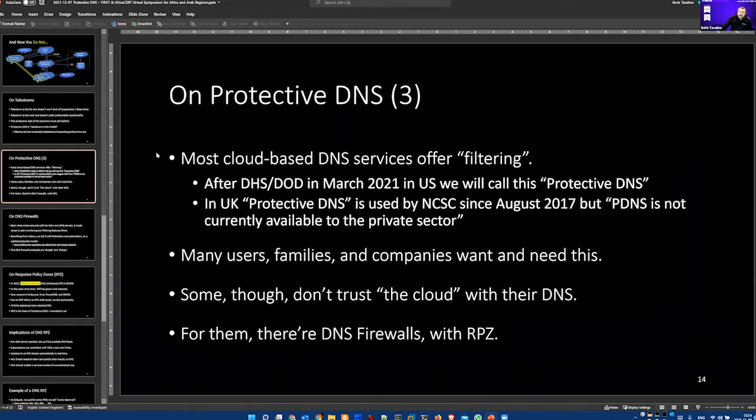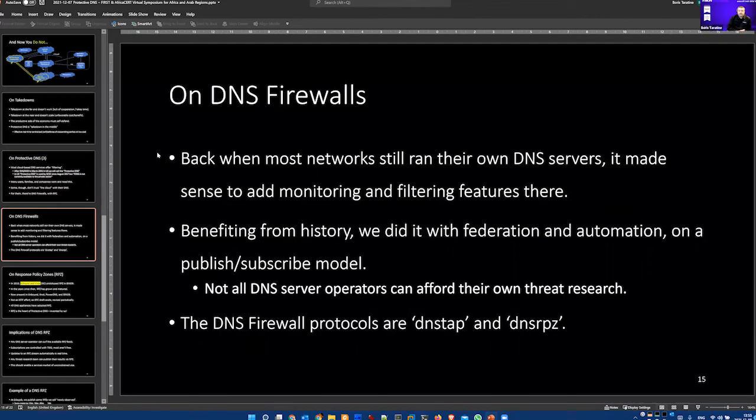Well, if you are from the crowd which is concerned about these topics, there's DNS firewall, right? So let's talk a little bit about that.